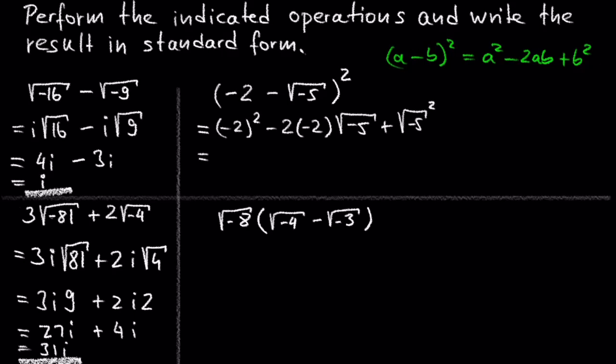Negative 2 squared is 4. Negative 2 times negative 2 is 4. And we can write the square root of negative 5 as i times the square root of 5. The square root of negative 5 squared is i times the square root of 5, squared.